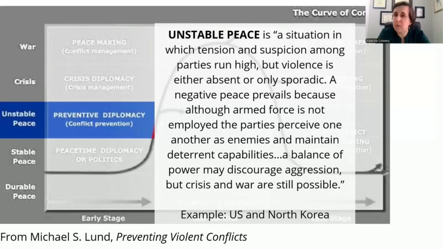There are no outright skirmishes or military attacks between the US and North Korea, though you can argue that at some points in our relations, things easily moved into a crisis category, but there is an uneasy, quote unquote, peace.